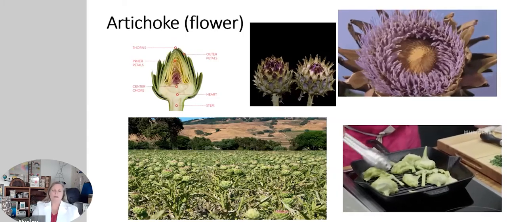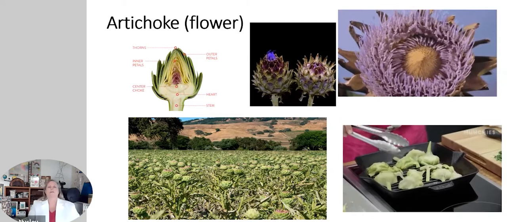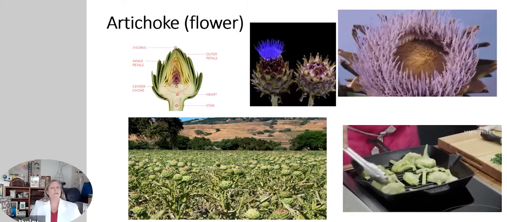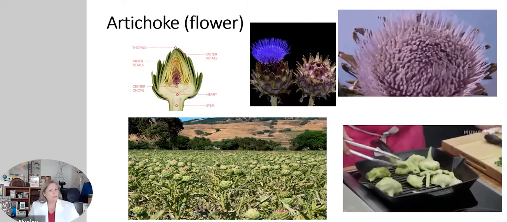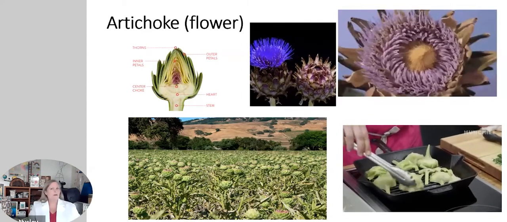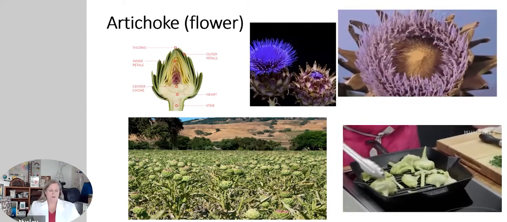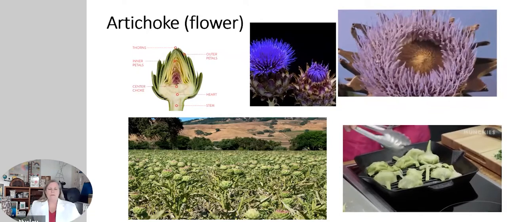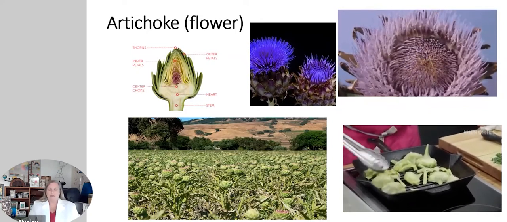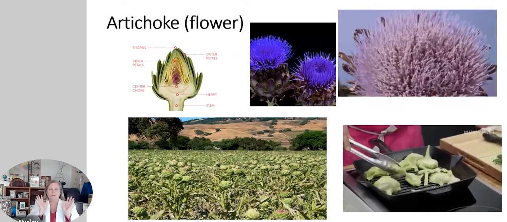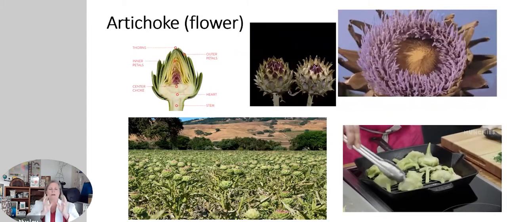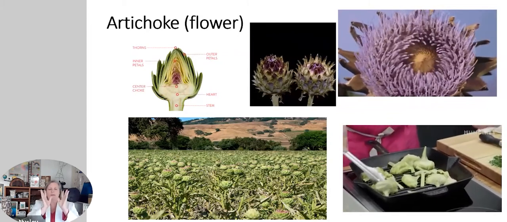Now, this is a funny one. This is artichoke, and you've got to know about artichokes if you live in California, because California is the primary producer of artichokes. And if you look at those flowers blooming at the top, look at how they just keep blooming and blooming. There we go, just now it starts.